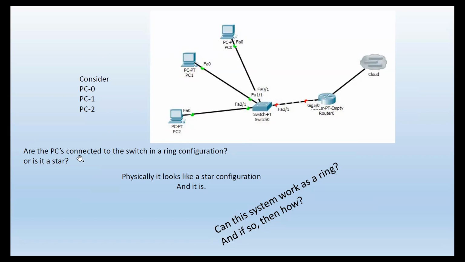So, are these PCs connected to the switch in a ring configuration, or is it a star? Well, physically it is a star. Now, can the system work as a ring? And if so, how? This is the highly hypothetical situation that I told you I was going to give you. It is just to show you the difference between the physical topology and the logical or signal topology. You are not going to deal with that kind of stuff. This is a highly hypothetical situation just to help you visualize between the two.